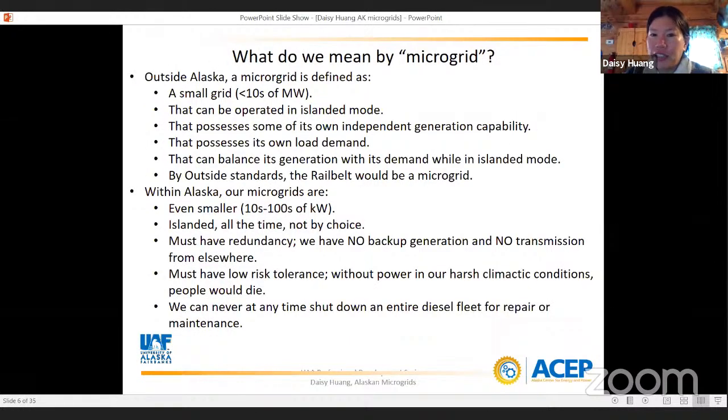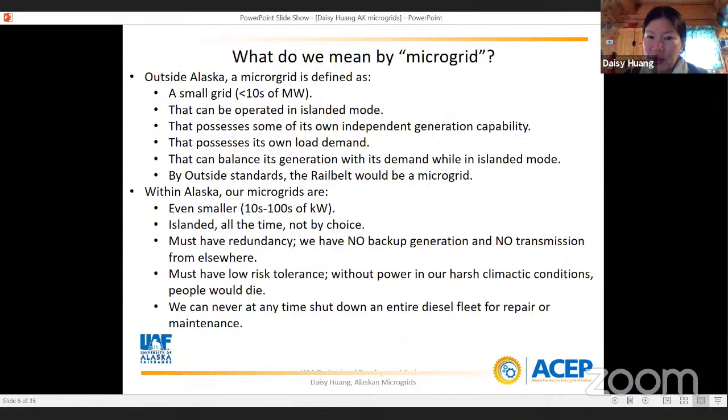And so this is why our definition of microgrid is different. So outside of Alaska, like federal government people who are interested in microgrids, when they say microgrid, they mean a small grid, which means tens of megawatts, which is huge by Alaska standards. So it's a small grid that can be operated in islanded mode. So that means it has to possess some of its own independent generation capability, and it has to balance with its own load. So it has to have some control structure, some control architecture. So by outside standards, the entire rail belt is actually a microgrid.